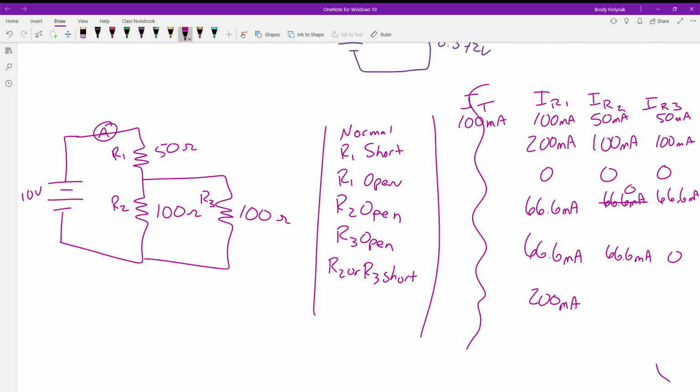How much current would we have going through 2 or 3? 0. Okay? So, now that we have our chart created, what you guys are going to get in the test is going to be a couple of these options. You're going to get, I think, one that's a normal operating condition, and then you're going to get 2 or 3 of these other cases.